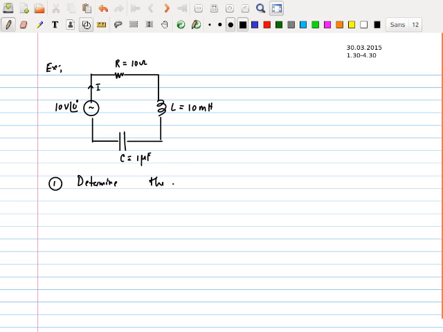the maximum power which is dissipated by the circuit.